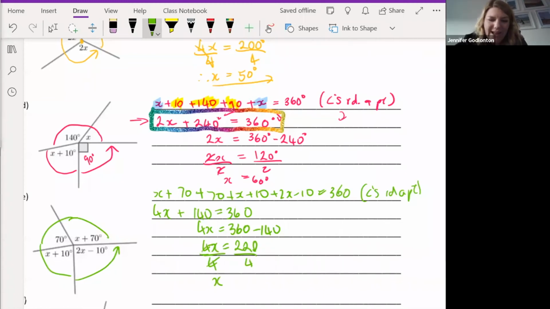Perfect. Nice. Good. So all we did was we added all of our different angles together. We said that they equal 360 because of angles around a point. And then we get our total: x is equal to 55 degrees.